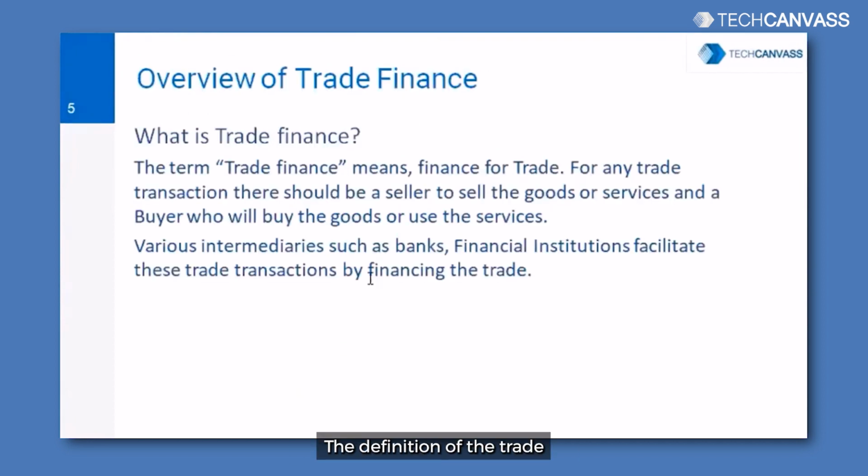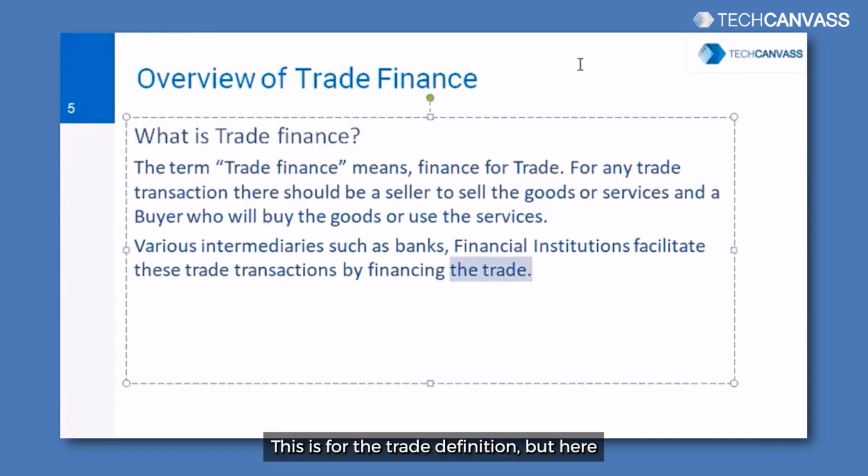Okay. The definition of trade finance: the term trade finance means finance for trade. For any trade transaction, there should be a seller to sell the goods or services and a buyer who will buy the goods or services. And various intermediaries such as banks and financial institutions facilitate these trade transactions by financing the trade. This is the definition.